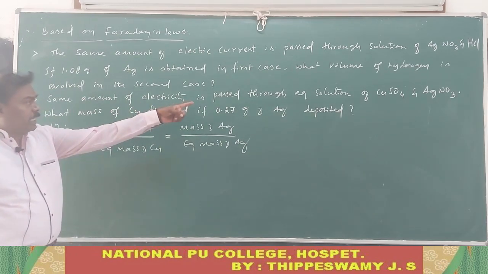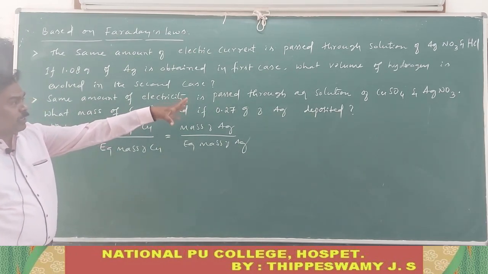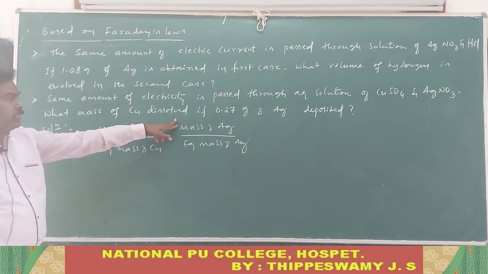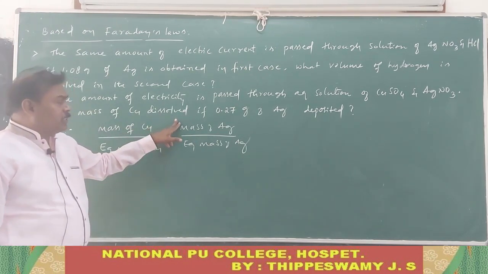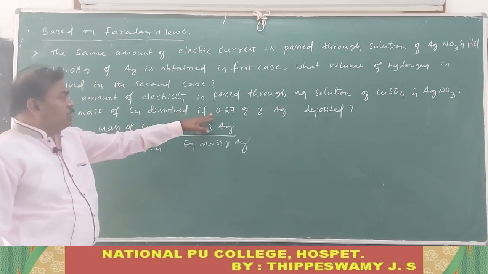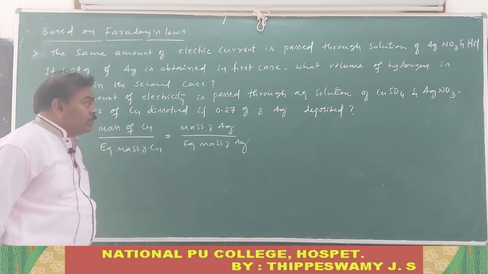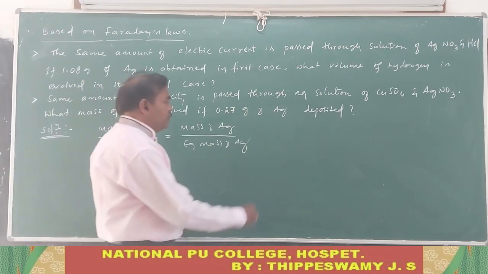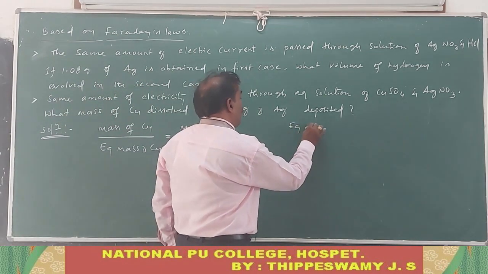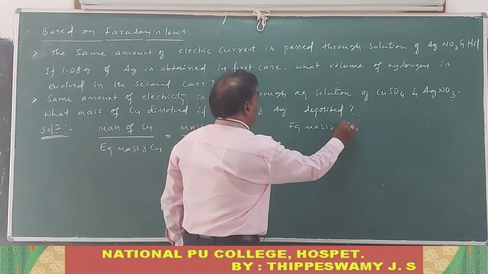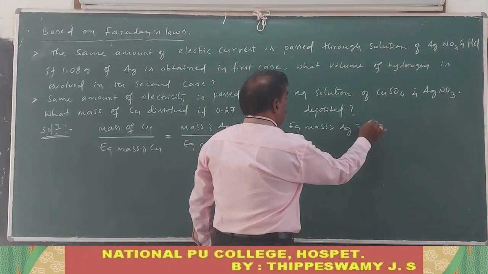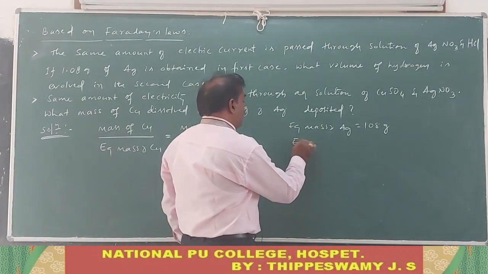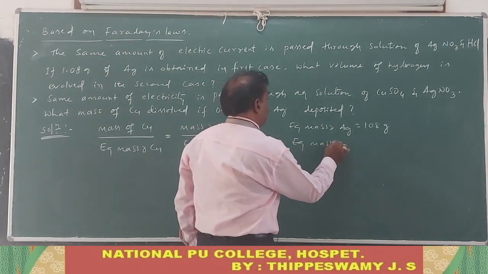The same amount of electricity is passed through aqueous solutions of copper sulfate and silver nitrate. What mass of copper is dissolved, or deposited or discharged at an electrode, if 0.27 gram of silver is deposited? We know that here also the equivalent mass of silver is equal to 108 gram. And the equivalent mass of copper is equal to how much?